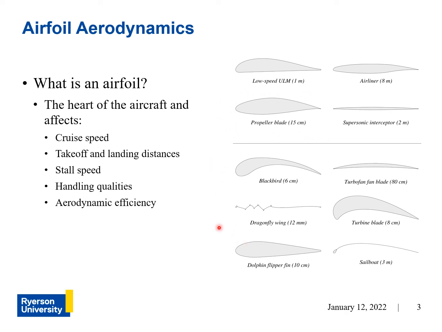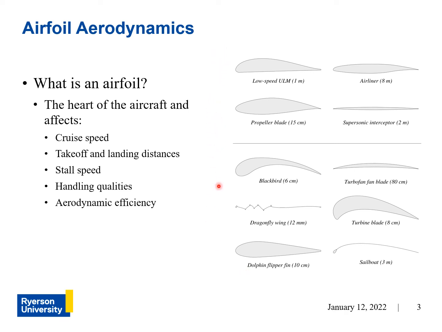Here there's a couple of examples of natural airfoils used in nature. So here's the wing of a blackbird, here's the wing of a dragonfly, and the flipper of a dolphin. And here are some more additional examples of airfoils for different applications. You can see here there's one for a sailboat, and they all do pretty much the same thing.